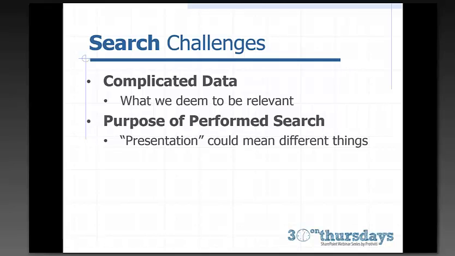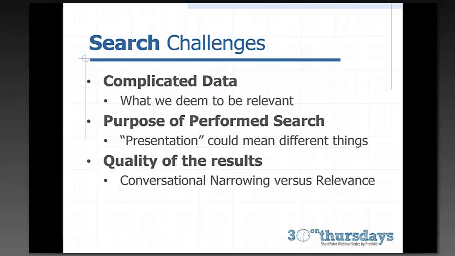And this is one of the big challenges, because when we go to one of the big search engines, for example Google or Bing, and we type in the word presentation, we get many, many different types of information coming back that really could be useless. So this is an important challenge. And really that brings us down to the quality of the results. What is it that we're getting back? Are we just getting a whole bunch of stuff like a Google type search? Or are we now allowing what's called conversational narrowing versus relevance?